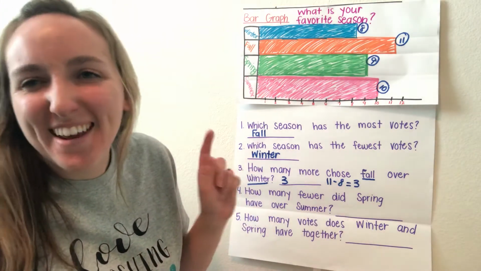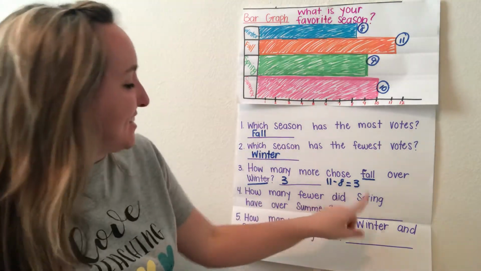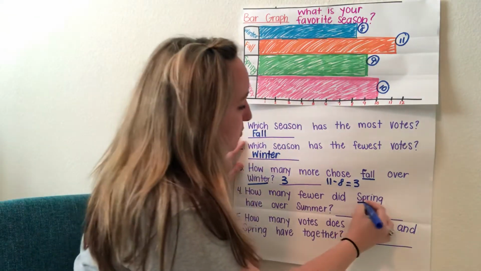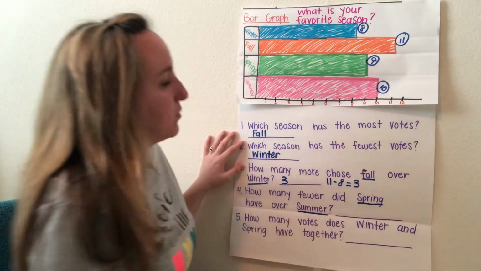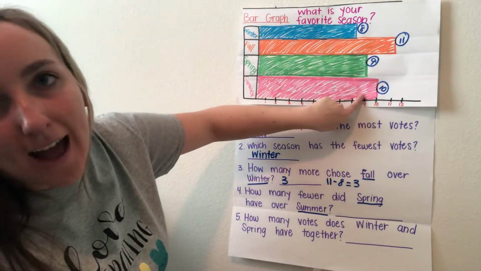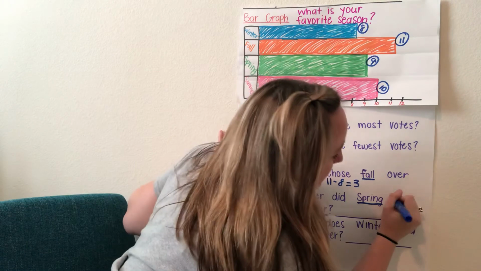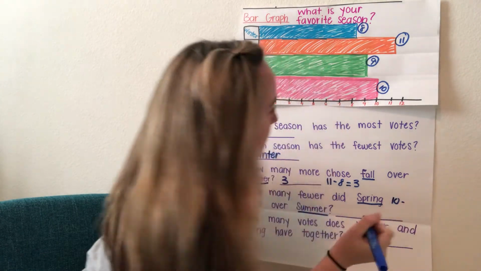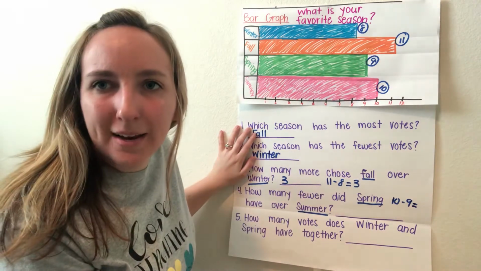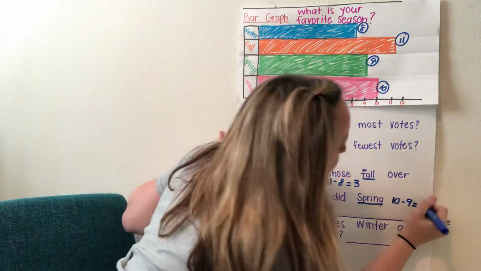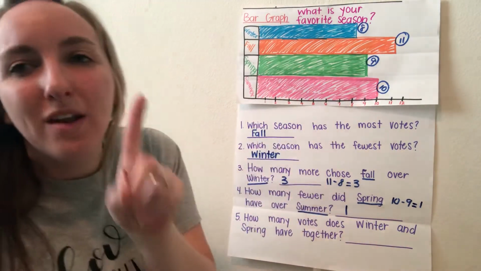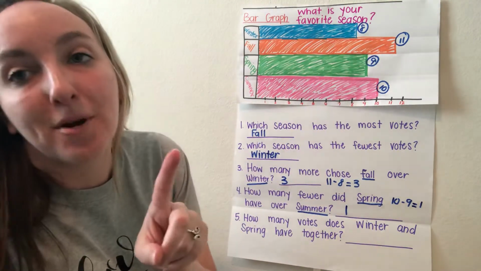How many fewer did spring have over summer? So now we're going to look at spring versus summer. Well, spring had 9 and summer had 10. So I can say 10 minus 9 equals what? What is 10 minus 9? You're right, it is 1. So spring only had 1 fewer vote than summer.